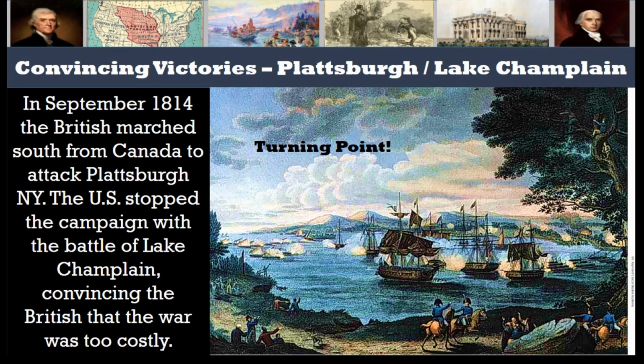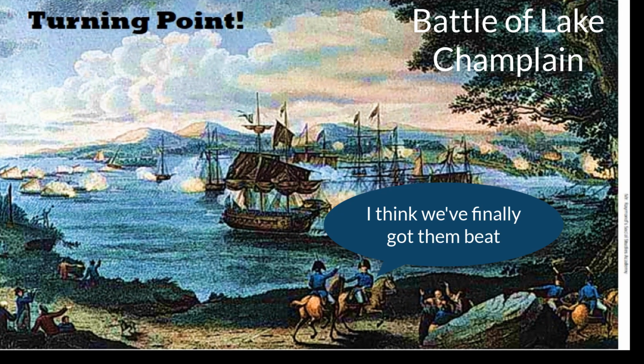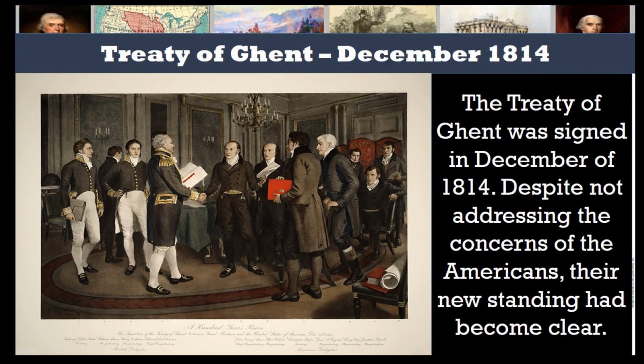changed. In September 1814, the British marched south from Canada to attack Plattsburgh, New York. The U.S. stopped the campaign with the Battle of Lake Champlain, convincing the British that the war was too costly. The Treaty of Ghent was signed in December of 1814, bringing an end to the war. Despite not addressing the concerns of the Americans, their new standing had become clear.